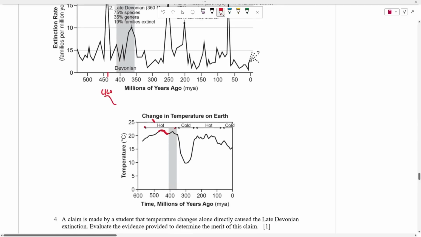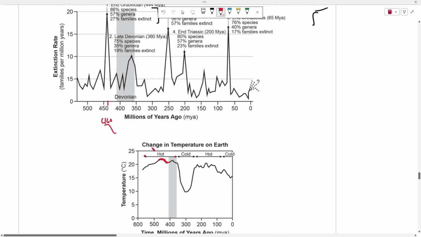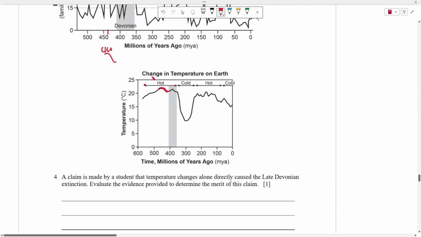Then we look at the Devonian extinction, which happened around 340 million years ago. So 340 million years ago is going to be somewhere around here. And again, we're still inside of the zone that says the climate of the Earth is hot. And again, the Devonian didn't really see that big of a change in temperature, right? Maybe 1 degree Celsius or so. But again, we still describe the Earth as being hot.